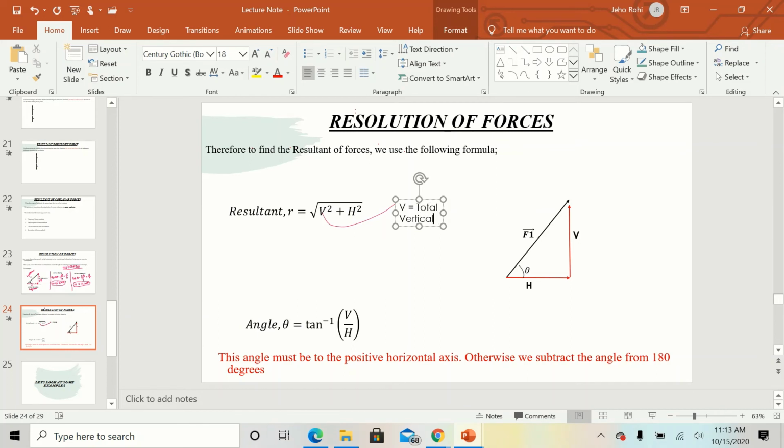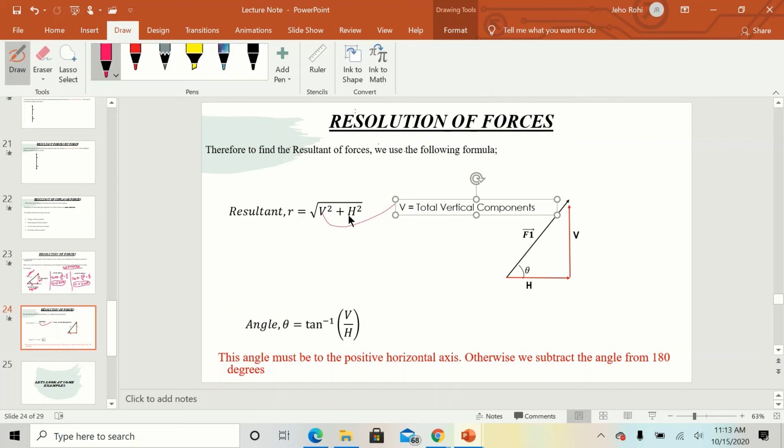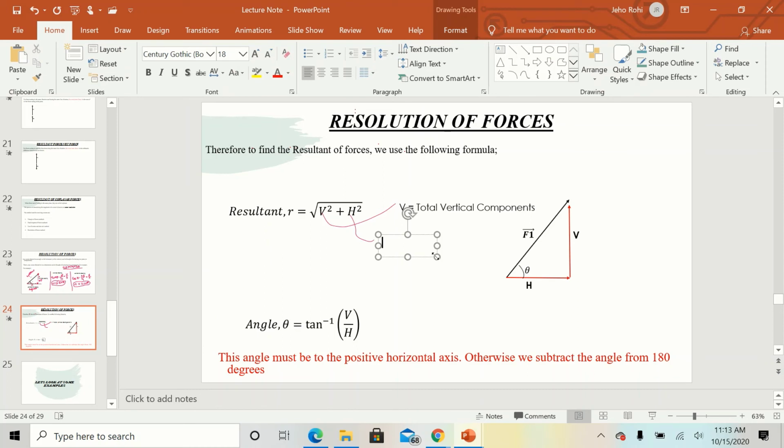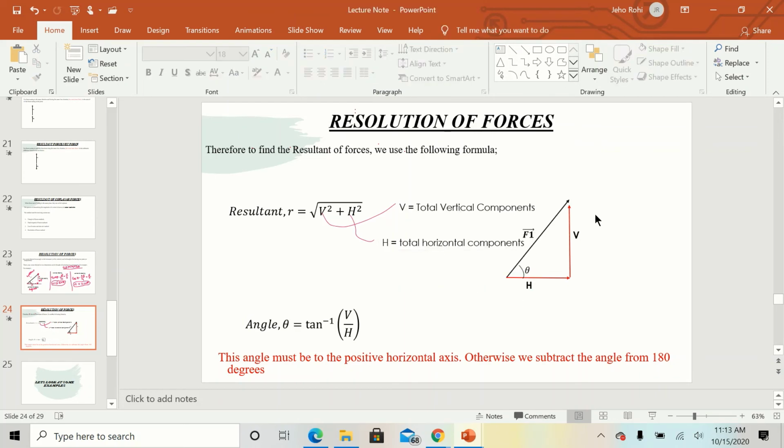Your V is the total vertical component. So if you have more than one force, you find their various components and you add them up. H is the total horizontal component. So when you get the vertical and horizontal components, you find their totals and put them into this formula to get your resultant.